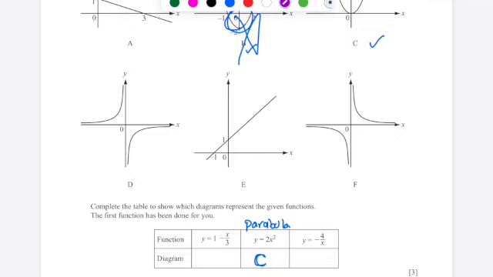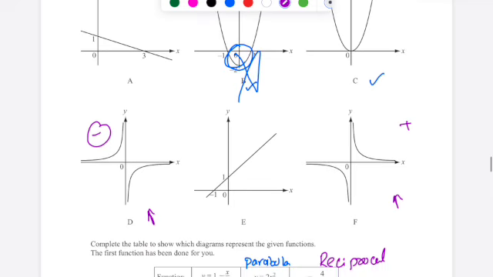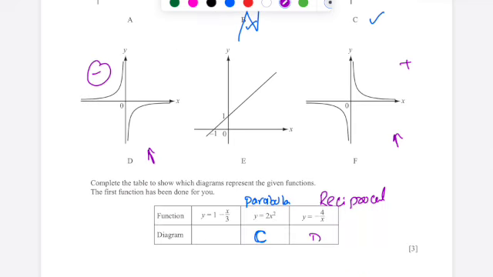Now coming to this one. This is a reciprocal graph. Which are reciprocal graphs? Either D or E. This is a positive reciprocal graph and this is a negative reciprocal graph. So therefore D is going to be the answer.